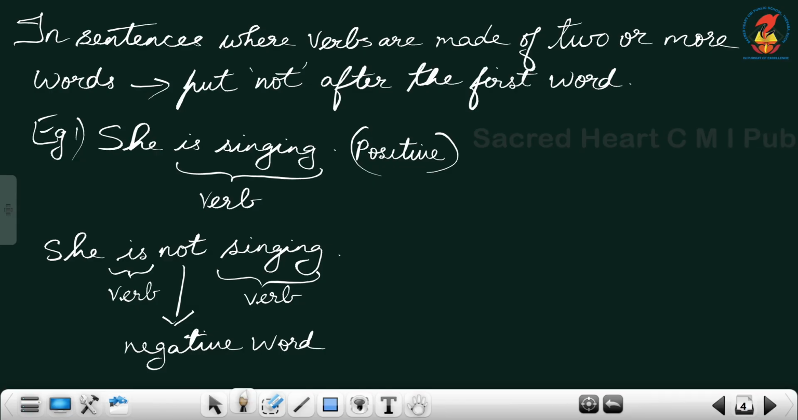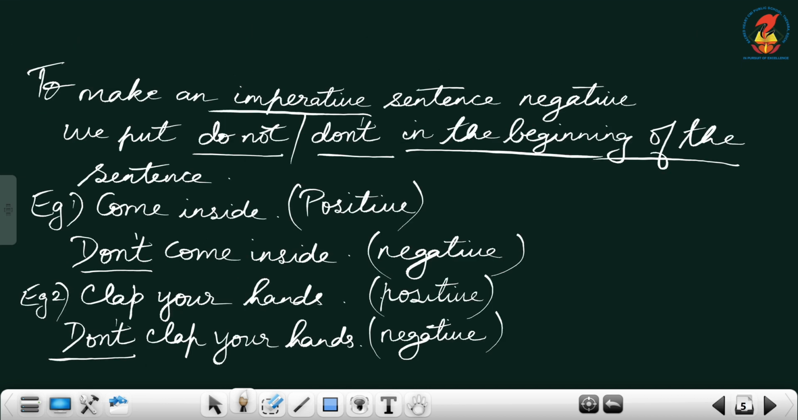Then for sentences where verbs are made up of two or more words, we put not after the first word. So here, "she is singing" is taken as the entire verb, and we change that into negative by writing she is not singing. The word not is written soon after the first verb over here. Then for imperative sentences, in order to make them negative, we will always write the negative word in the beginning of the sentence. So "come inside" becomes don't come inside, and "clap your hands" becomes don't clap your hands.